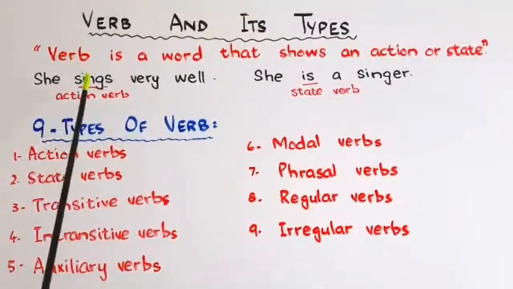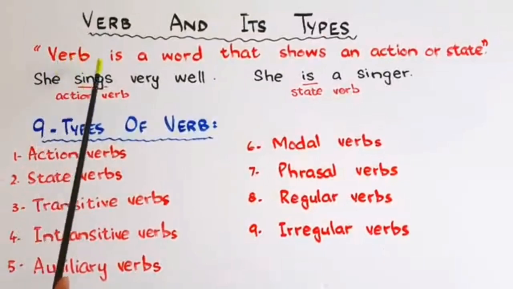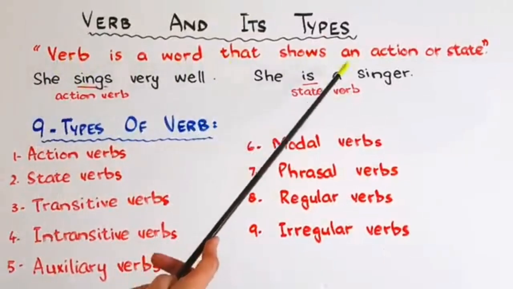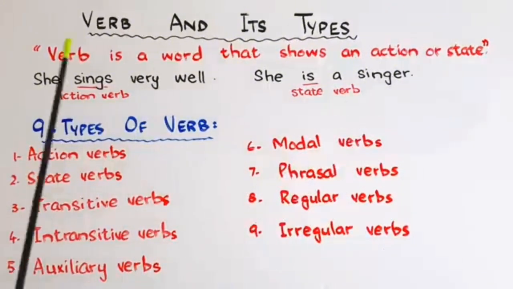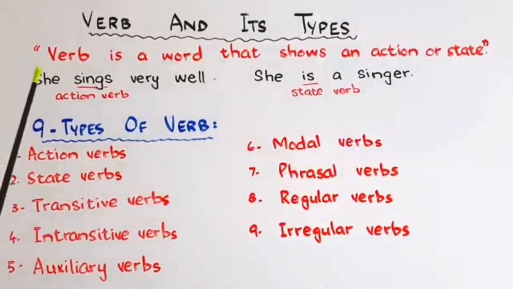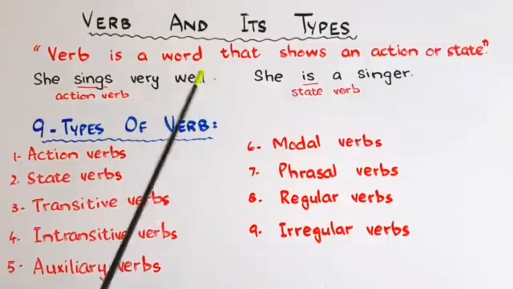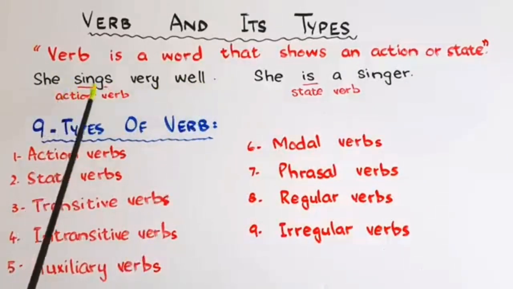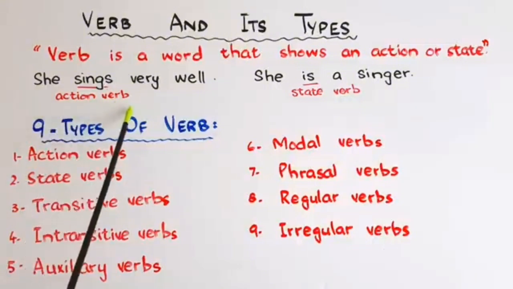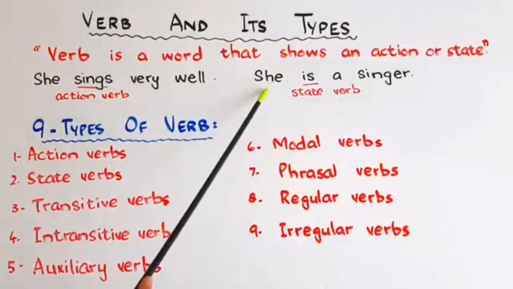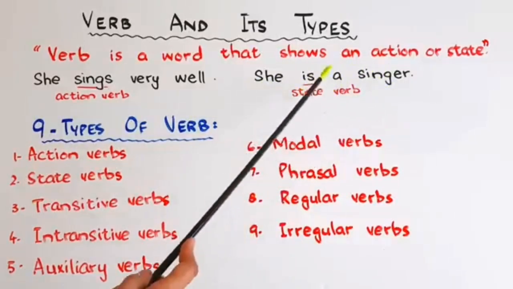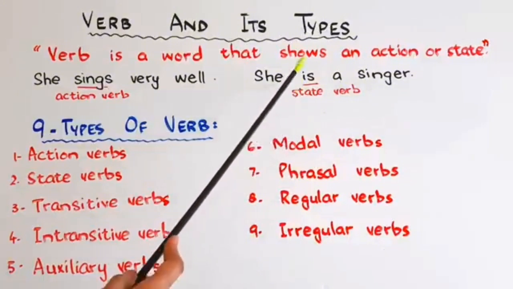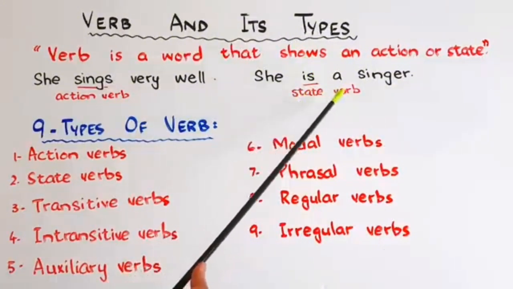The definition of verb is something like this. Verb is a word that shows an action or state. Now what does it mean? See these examples. She sings very well. In this sentence, the word sings is an action verb. You can see this action, you can see the movements. However, in this sentence, she is a singer. We do not have any action, but still we have a verb. And this verb is a state verb.